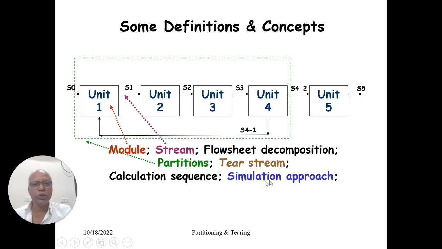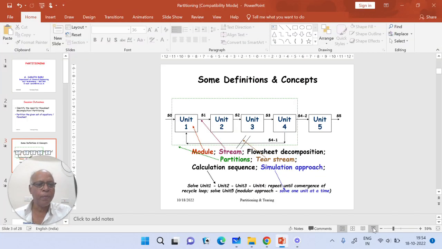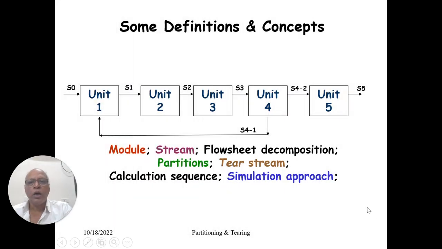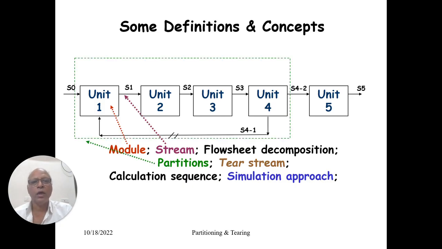And flow sheet decomposition. For example, when you have these 5 units, you know in the sequential modular approach, the recycled stream is considered to be the tear stream. This is what is meant by flow sheet decomposition. We did not solve all the 5 units as one single problem, because the moment you consider this as the tear stream, we will be guessing values for this stream and go on iterating these 4 units till we come to a convergence with respect to the tear stream.